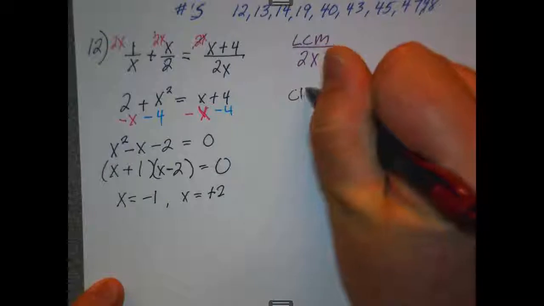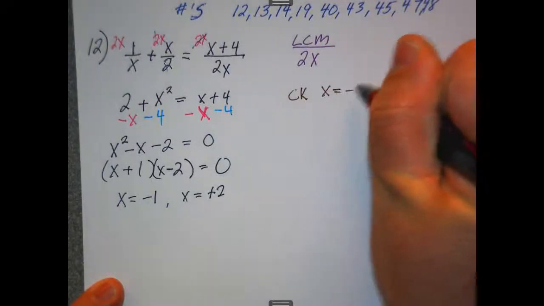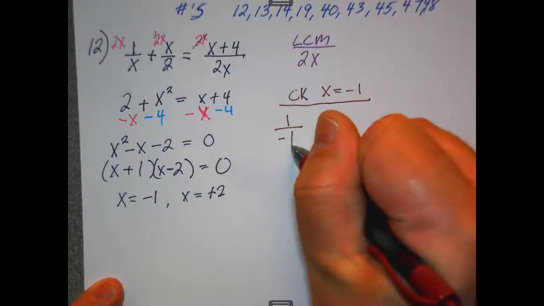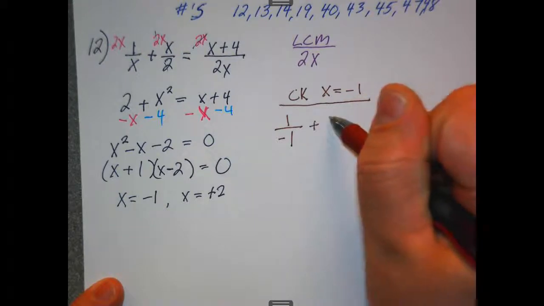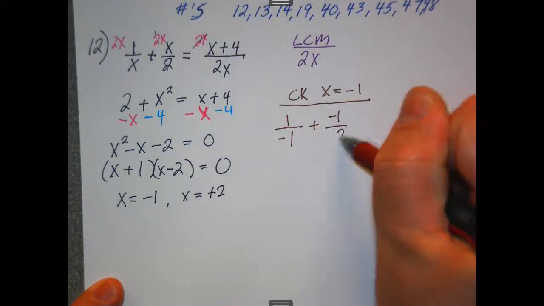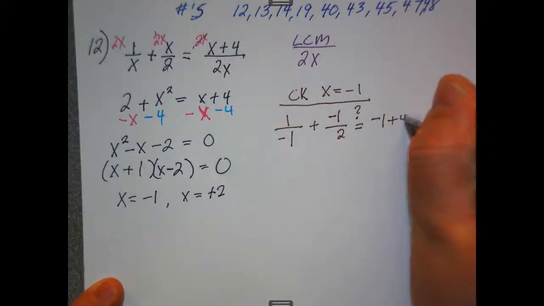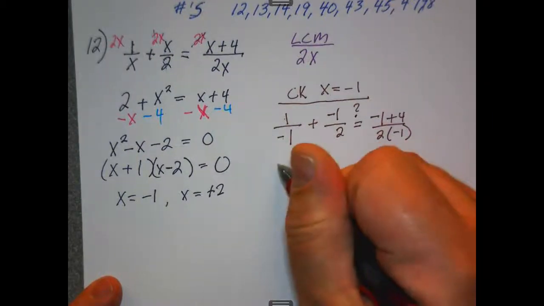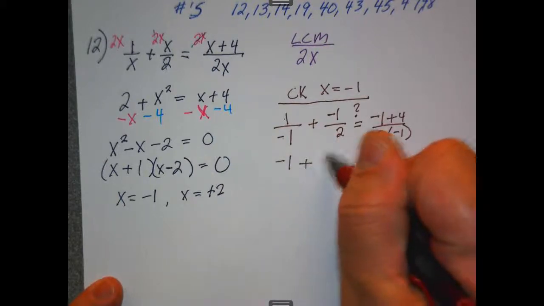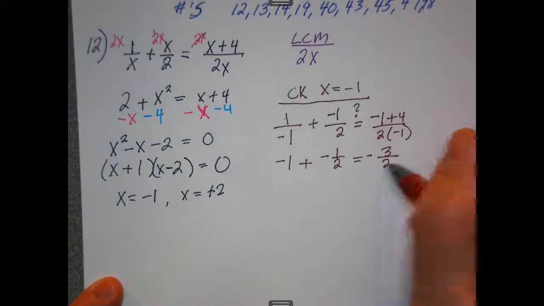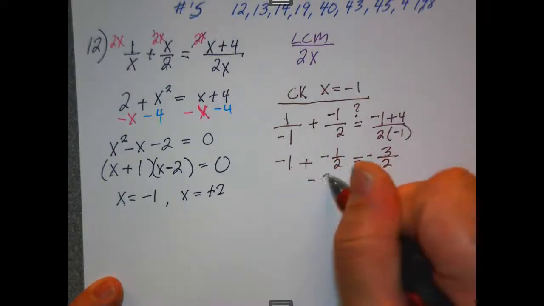That's right, folks. We get to check. Let's check x equals -1. So I have 1 over -1 plus -1 divided by 2. Does that equal -1 plus 4 divided by 2 times -1? 1 over -1 is -1, minus that 1/2. Does that equal -3/2? And -1 minus 1/2 is indeed -3/2.